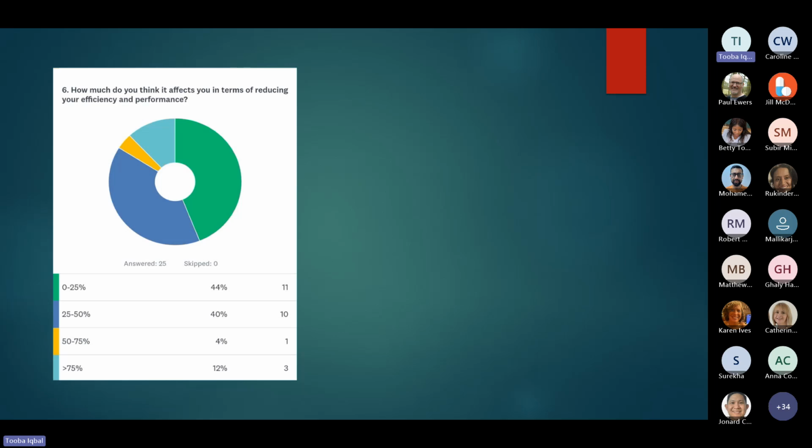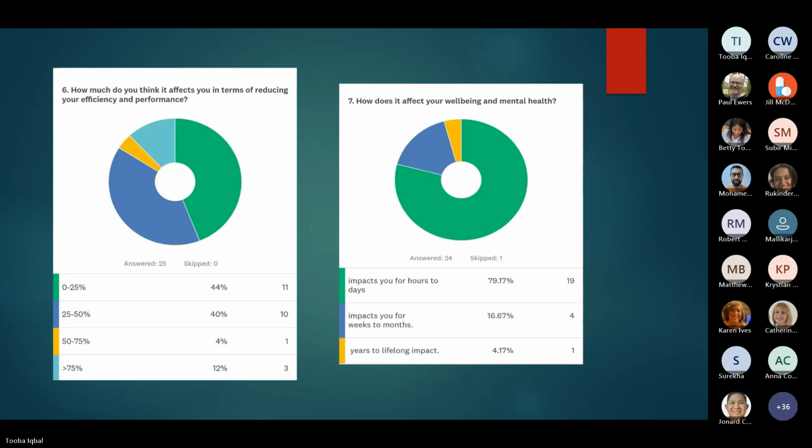The next question was, how much do you think it affects you in terms of reducing your efficiency and performance within your workplace? So an equal number of respondents said, roughly 40% said it affects it by 0 to 25%. And an equal number said it affects it by 25 to 50%. But having 40% of people say it affects their performance by 25 to 50% within a healthcare setting is a very serious situation. Another 12% said it affects their performance by more than 75%.